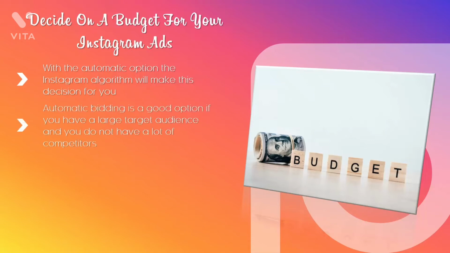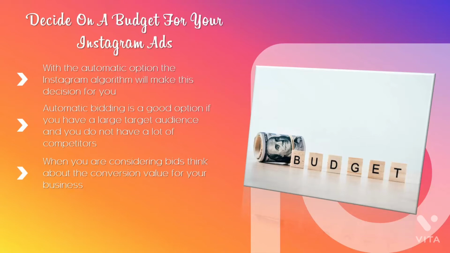Automatic bidding is a good option if you have a large target audience and you do not have a lot of competitors. For smaller audiences and high competition, then we recommend the manual option for bids. This will stop you bidding too high as well. When you are considering bids, think about the conversion value for your business. Only you know this, and you cannot rely on Instagram for this because they don't know. Be aware that not all audiences offer the same value. If this is the case, then you need to adjust your bids based on the audience you are targeting.